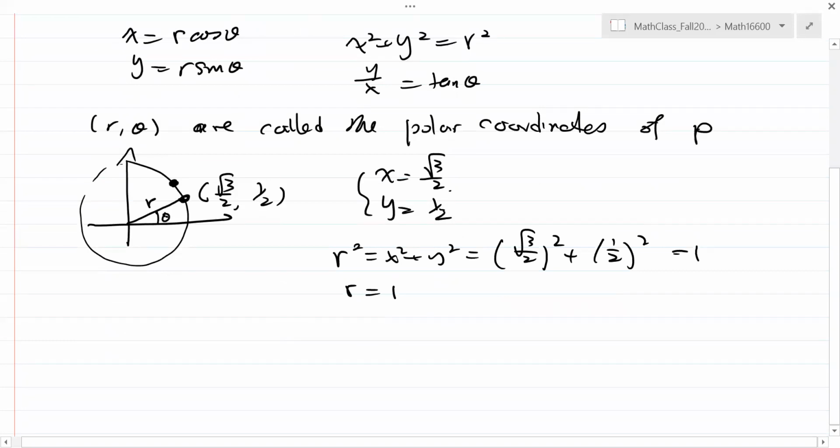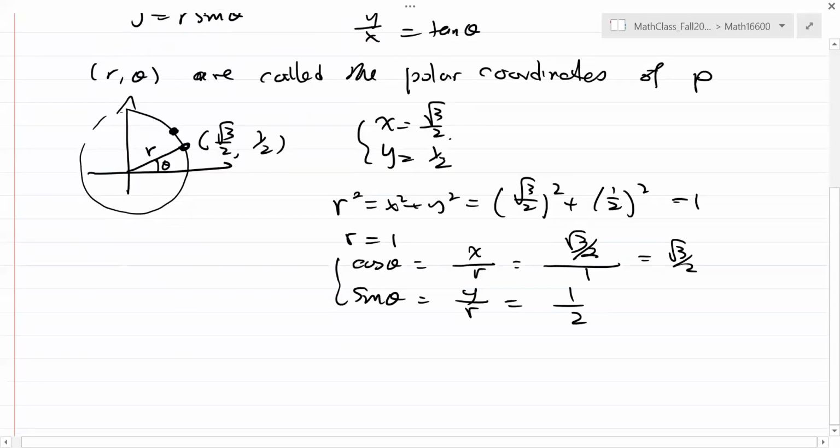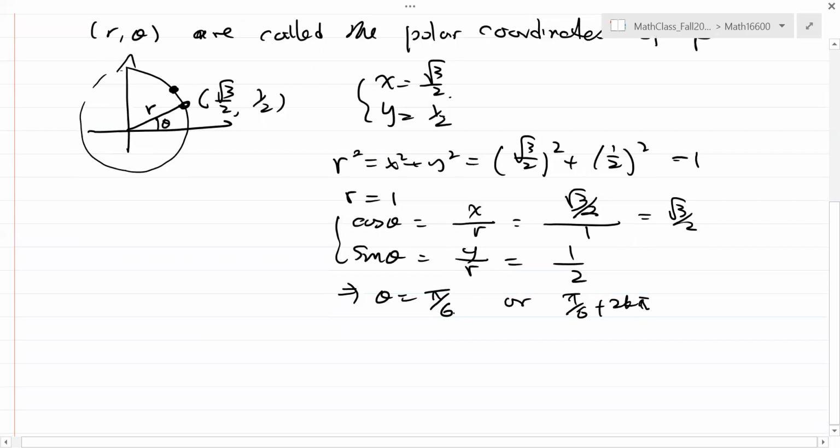Then theta. You see that cosine theta equals x over R, so that's square root 3/2 over 1, which is square root 3/2. And sine theta equals y over R, which is just 1/2. So clearly theta is going to be π/6. But theta can also be π/6 plus 2kπ, because this is not unique. So those are called the polar coordinates of the same point. The polar coordinates are not unique for the given point.